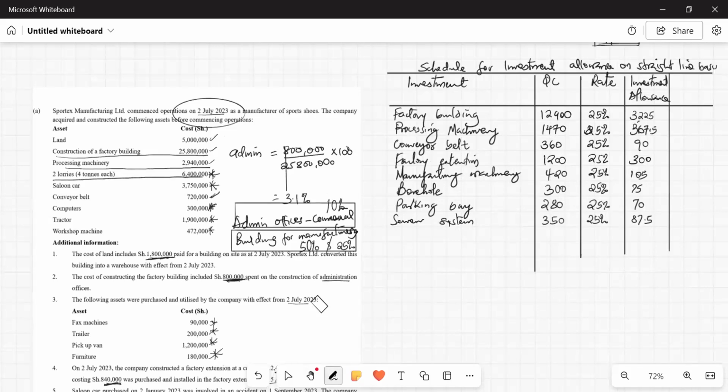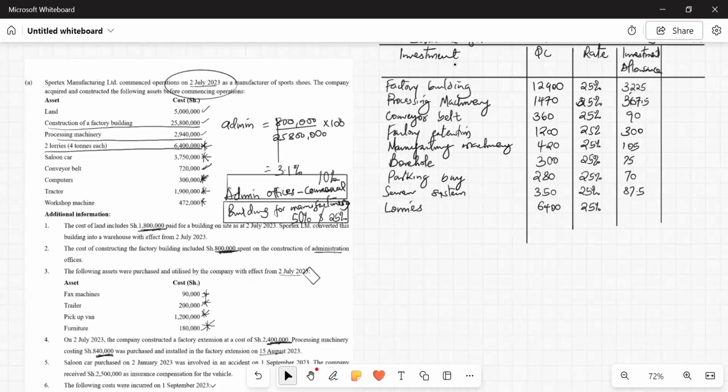Lorries. You can see the lorries here. So I have lorries. The lorries there is 6.4 million. I calculate 25% for the lorries. They are motor vehicles. The item, motor vehicle and items are in that class, which is granted 25%. Can you calculate 25%? 1600. That is 1600. So we have 1600 here.